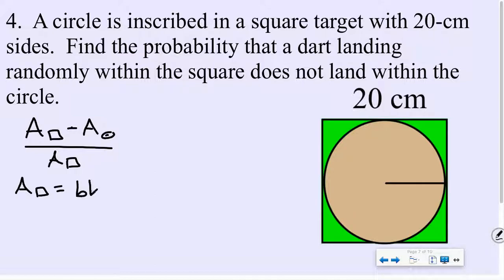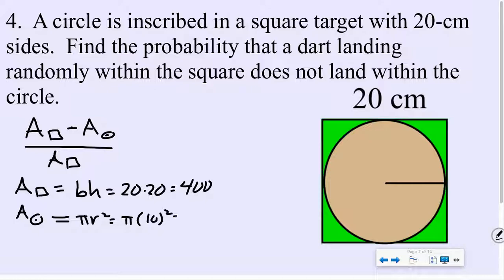Base times height, and the base and the height of our square is 20, and 20 times 20 is 400, excellent. Area of a circle, pi r squared, and our radius is 10, and 10 squared is 100, so then that would give us 100 pi. So if I take those and substitute them into my fraction, that would be 400 minus 100 pi all over 400.